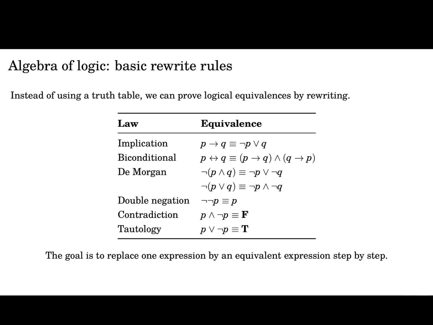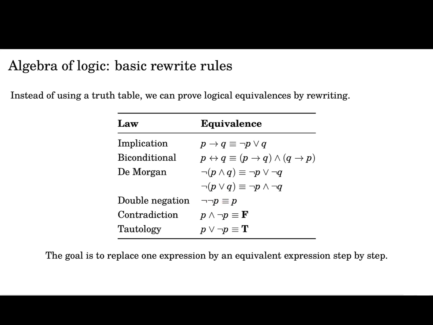Then another useful rule is double negation, which is not not P is equivalent to P. This is just saying that if you negate twice, you get the same thing, which makes sense. You can always write down the truth table for this, but it makes sense. If you have true and you negate it, you get false, and then you negate it again, you get true, so you get the same thing. And same for false. If you negate it, you get true, and if you negate it again, you get false, right?